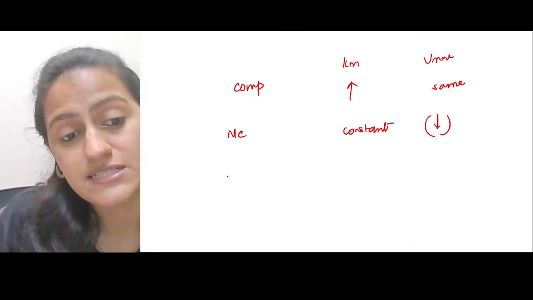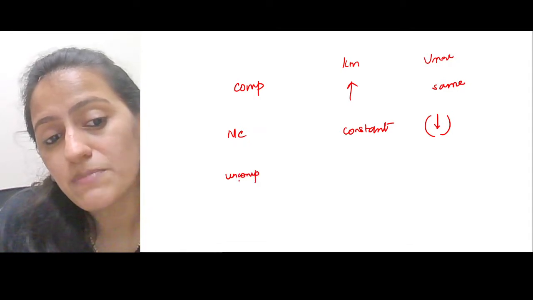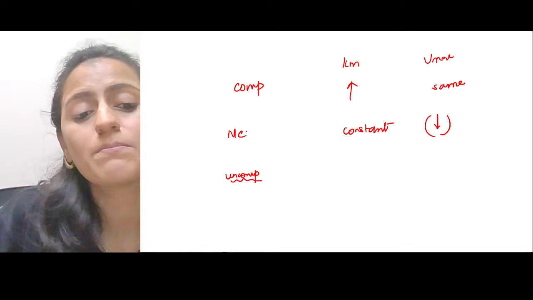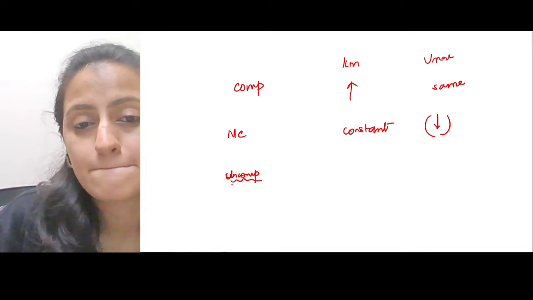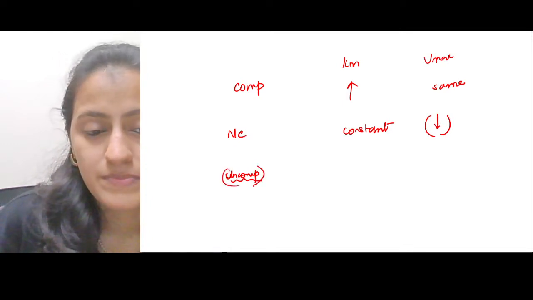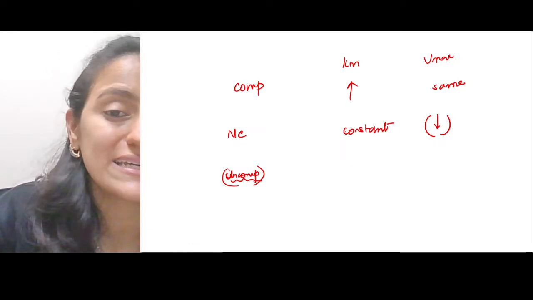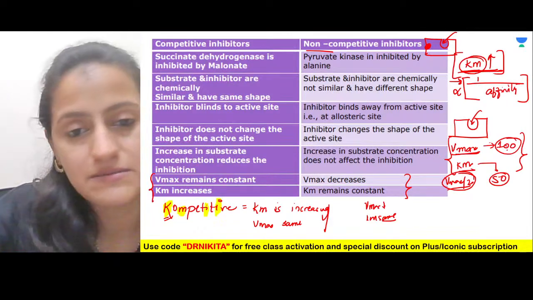Vmax does not increase. And what happens in uncompetitive inhibition? Both decrease. Okay, both decrease basically in uncompetitive inhibition, right?